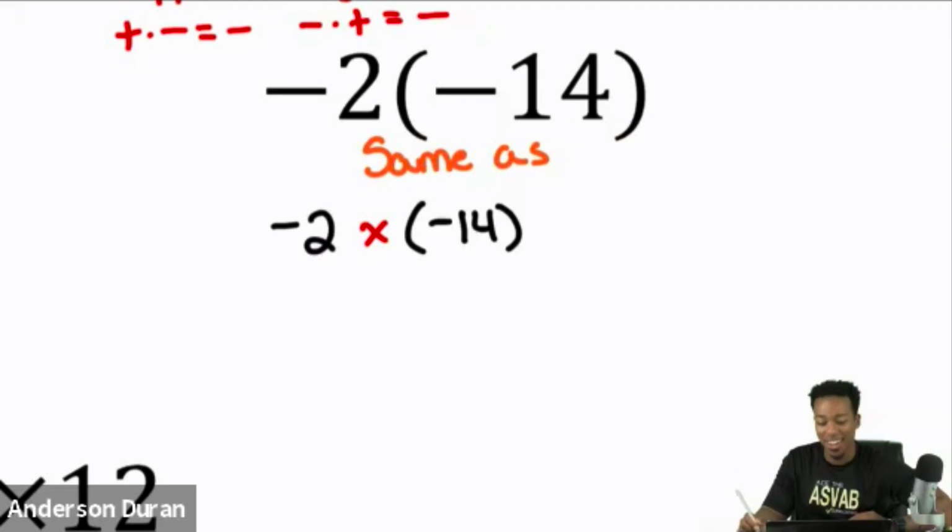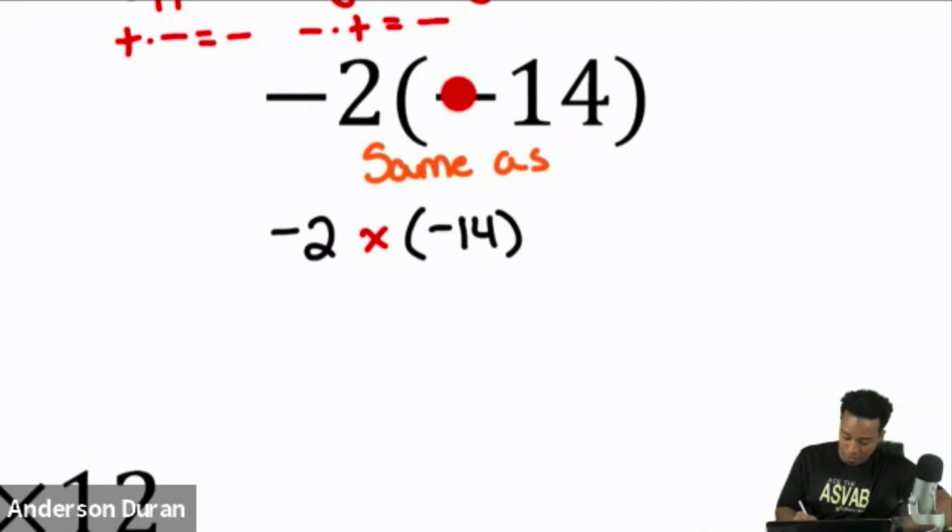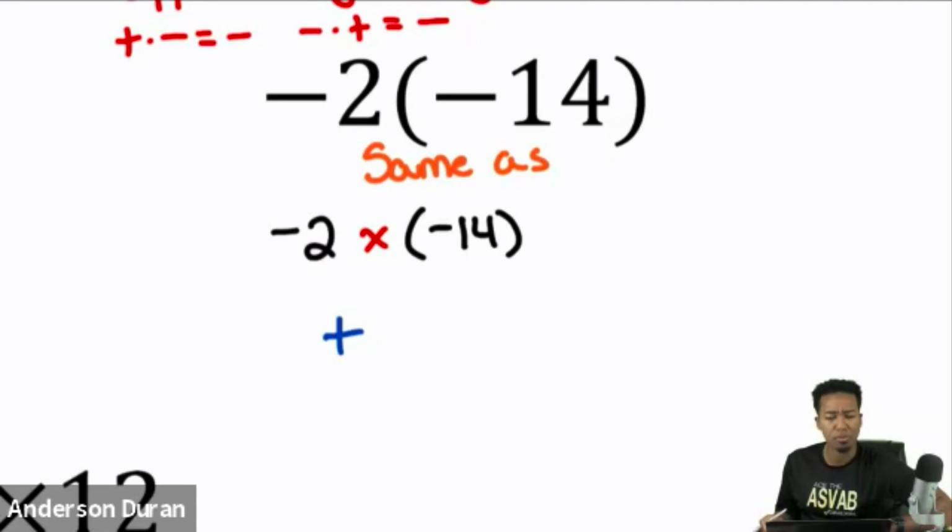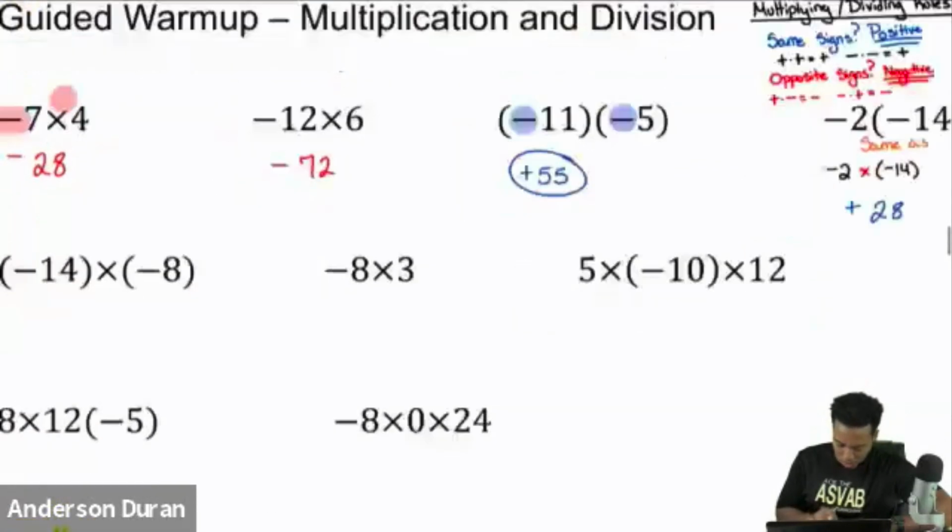You're taking a little time. There you go. Positive. Yep. Going to be positive because you have the same signs. Same signs, that's going to be positive no matter what. And then you just have to deal with 2 times 14. 2 times 14 gives us what? 28. Correct.